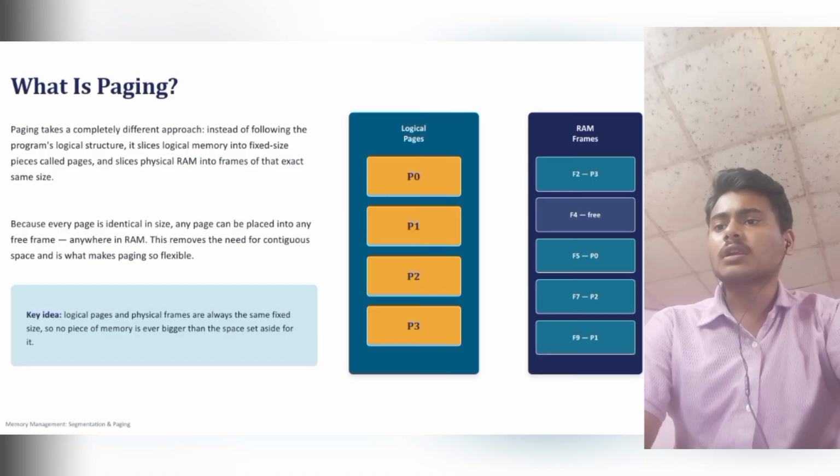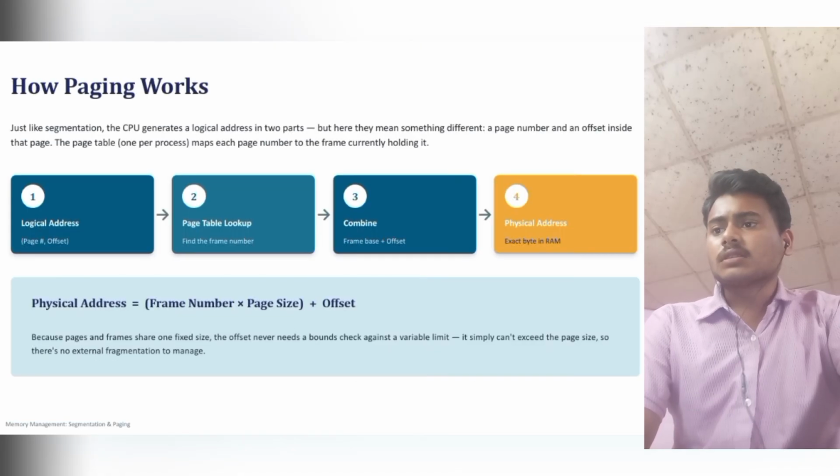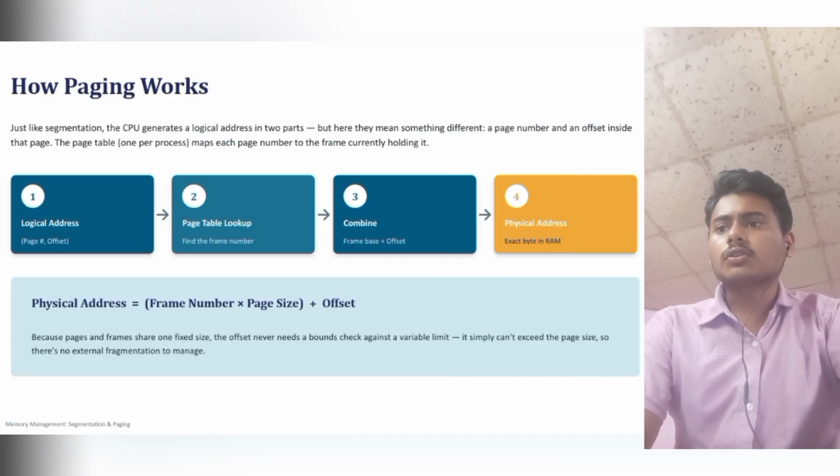Instead of following the program's logical parts, it cuts memory into equal size pieces called pages, and it cuts RAM into pieces of the exact same size called frames. Because every page and every frame is the same size, any page can go into any free frame anywhere in RAM. There is no need for one big connected block of space. This simple idea is why almost every modern computer uses paging. Windows, macOS, Linux, Android, all of them use paging.